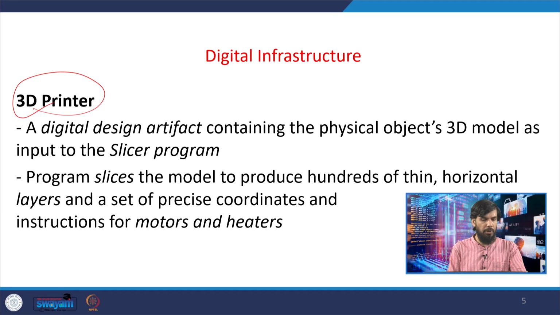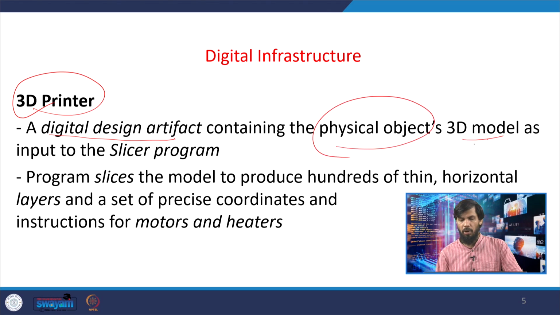So what is a 3D printer about? A digital design artifact containing the physical object's 3D model is taken as an input in the case of a 3D printer. So we are talking about how a 3D printer works.